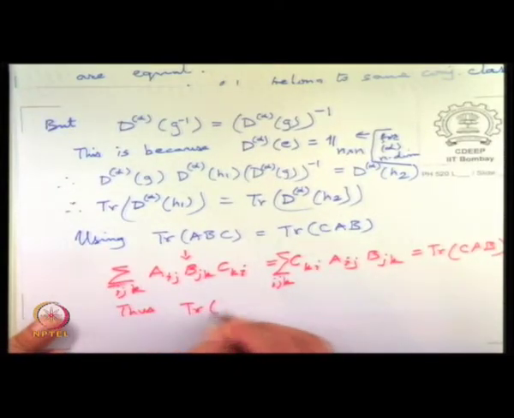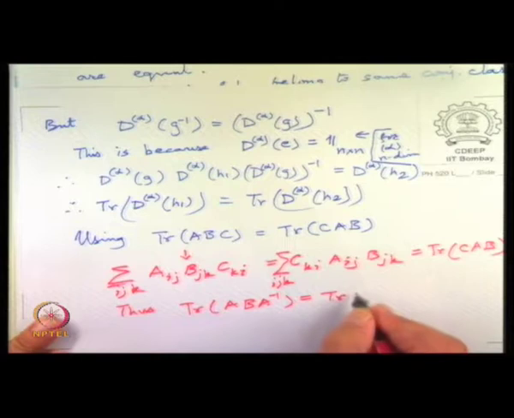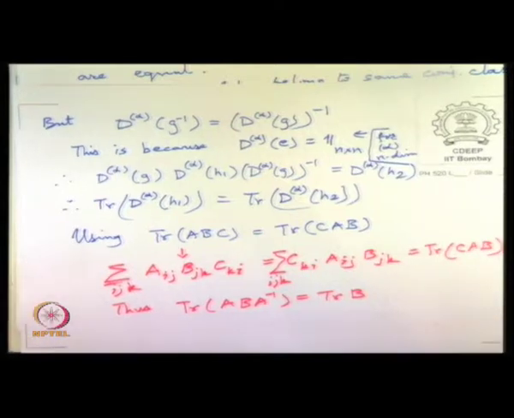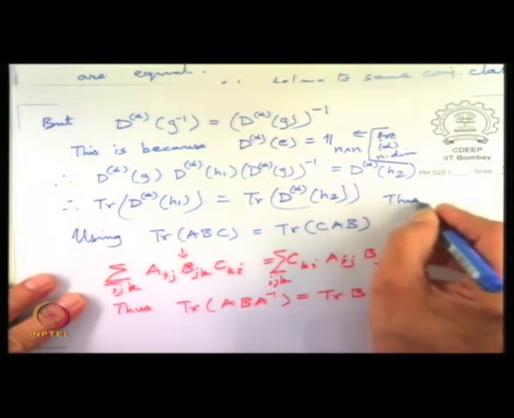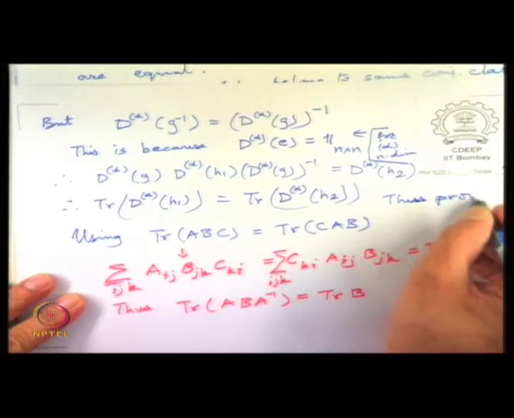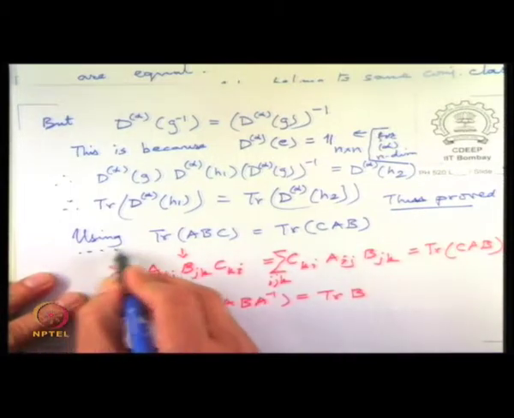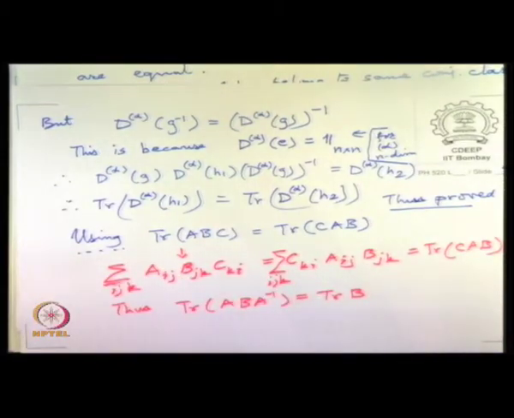Okay. So because of this, the trace of ABA inverse just becomes equal to the trace of B. Right. Which is what we have used. Therefore, all elements belonging to the same conjugacy class have exactly the same character. So thus proved. Okay. But just as an appendix, we just say that this is the property we have used.